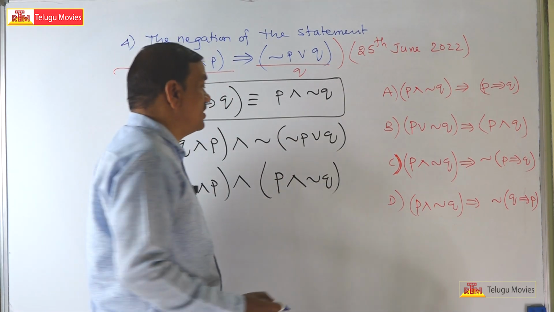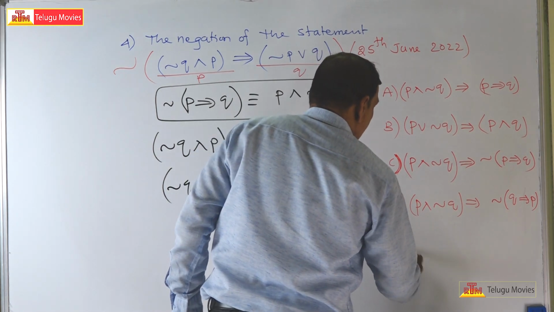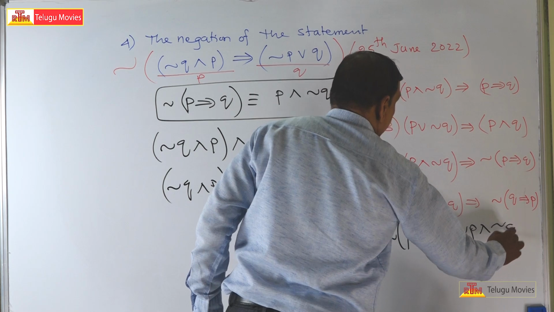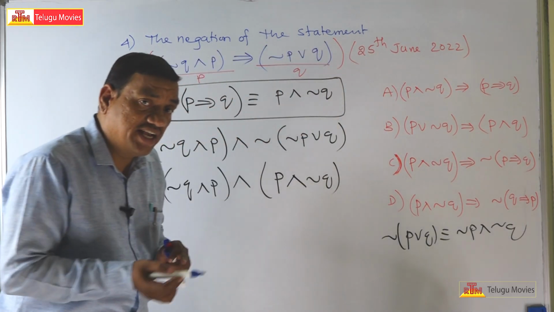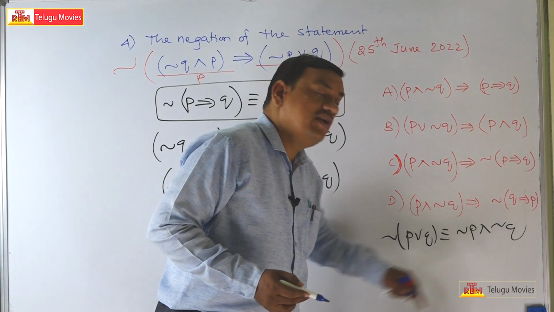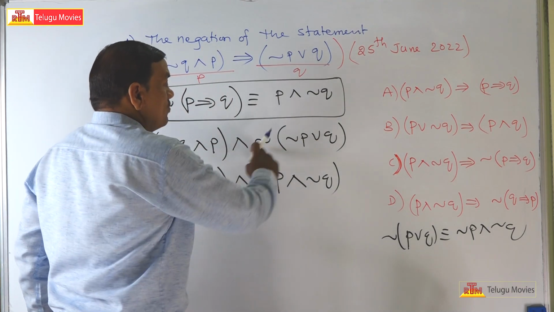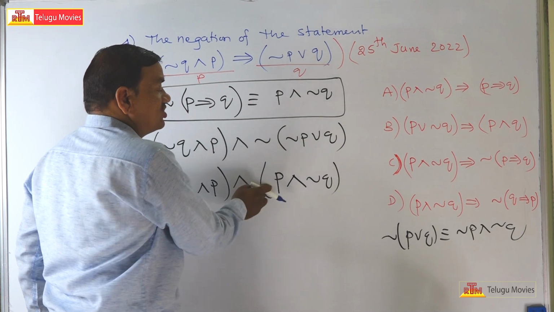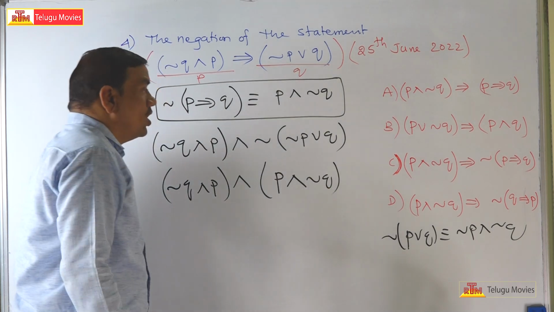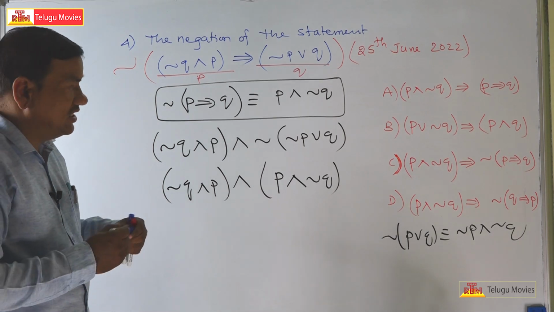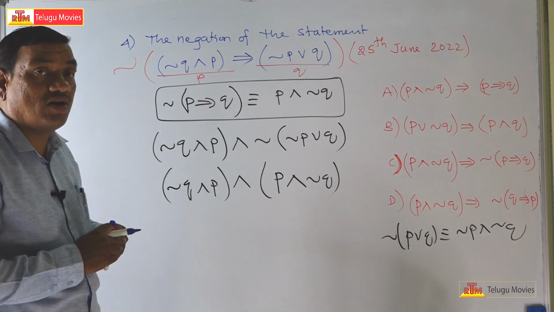What is De Morgan's laws? Negation of P or Q is logically equivalent to negation P and negation Q. So for both, the negation will come, or will become and. If and is there, or will come. So here also or will become and. For both the negations will come: negation of negation P is P, and the negation will come. Now if you observe the answer, at this stage you are not getting any answer.